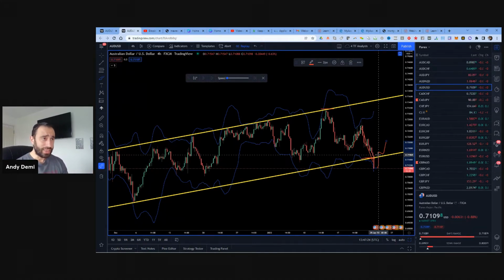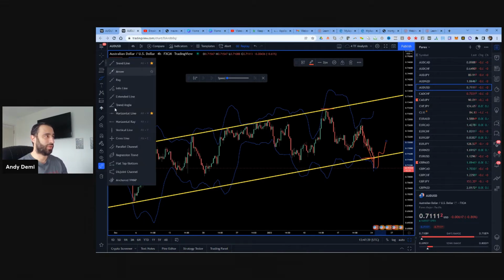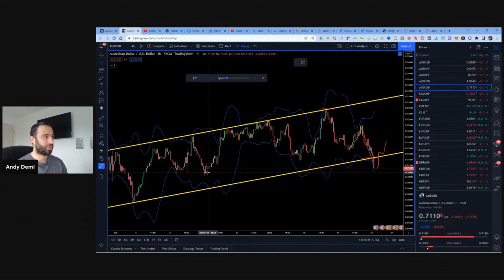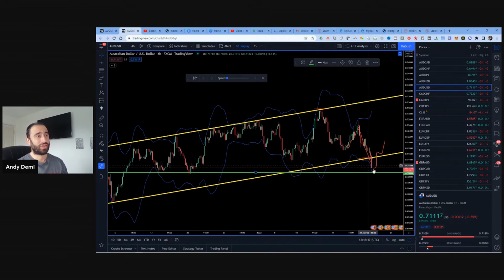So here's what I try and do. If I can find a good enough reason why I might want to buy here, I will take the chance to buy and place a sensible stop. So for example, we might want to use something like a horizontal level. You can see, for example, on this green line, this is a really nice support area. And you can see it's right at the extreme of these Bollinger Bands, 3 standard deviations here.